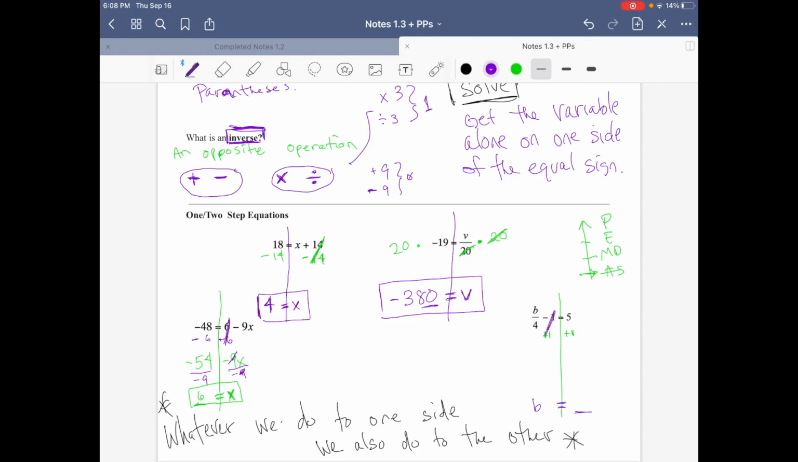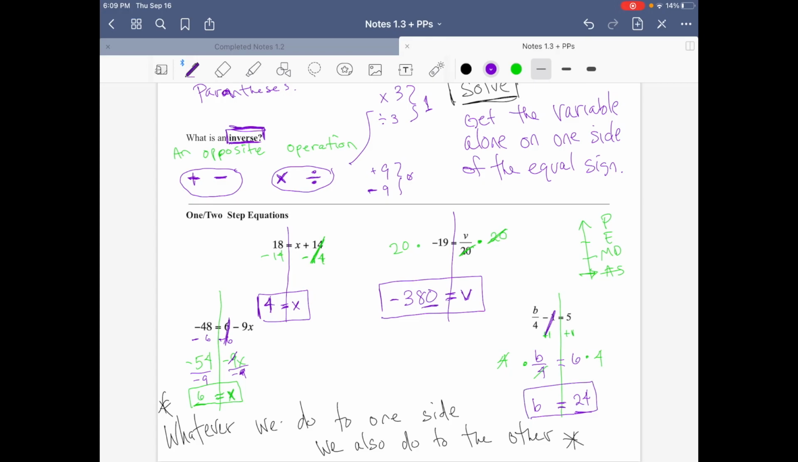So negative 1 and positive 1 is 0, which leaves us with b divided by 4. And 5 plus 1 is 6. So now I've got to get rid of this divide by 4. And the opposite of dividing by 4 is going to be to multiply by 4. What I do to one side, I do to the other. So 4 divided by 4 cancels out, leaves us with 1b, and 6 times 4 gives us 24. So that would be our final answer.